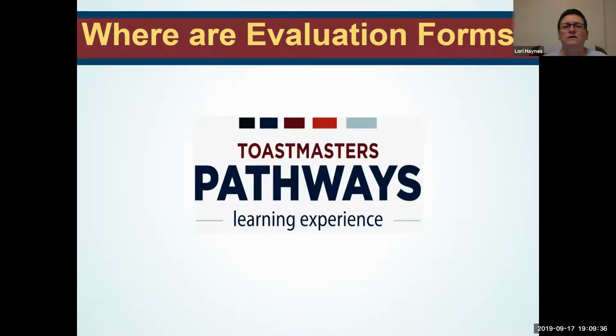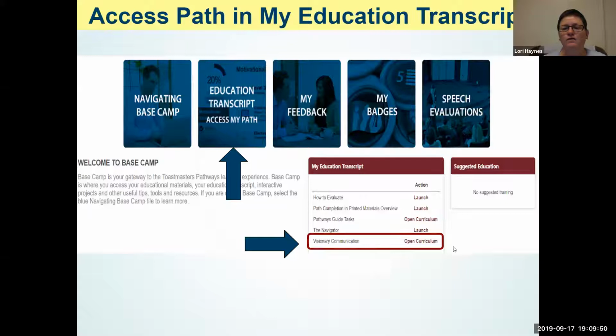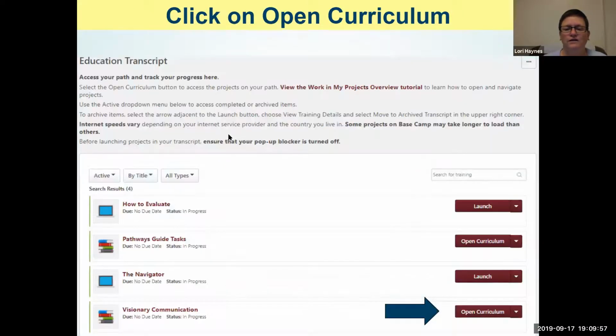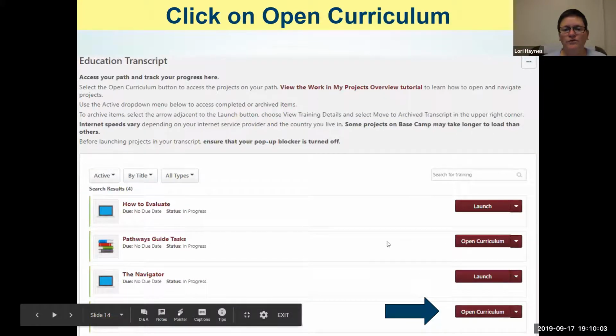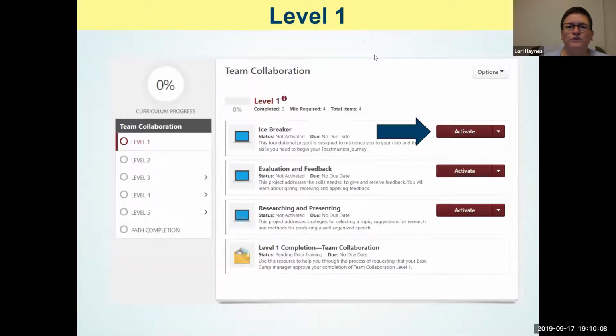Yep. All right, now we'll look at where the evaluation forms are. We have to get our magnifying glass out to find them. Well, they're in the project, right? So if you're in your path, you can either go to your path here under the transcript or click on the education transcript, access my path, find your path and click on open curriculum for your path, and then open up your project. Now this screenshot I'm showing is a new screenshot that shows what a brand new member sees when they open their path now.